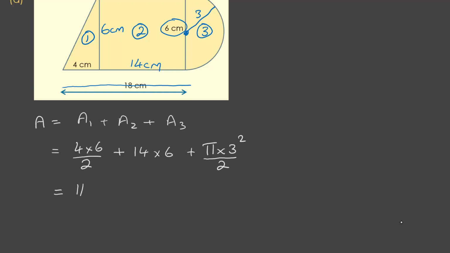Let's say that's 110.1 square centimeters, correct to one decimal place. Always pay attention to any degree of accuracy that you're asked for in a question. Since we were actually given whole numbers in the question, it might have been appropriate to give it to the nearest whole number.